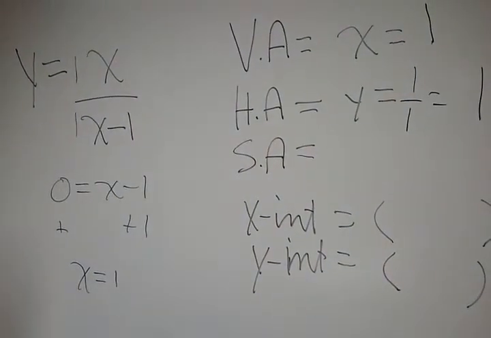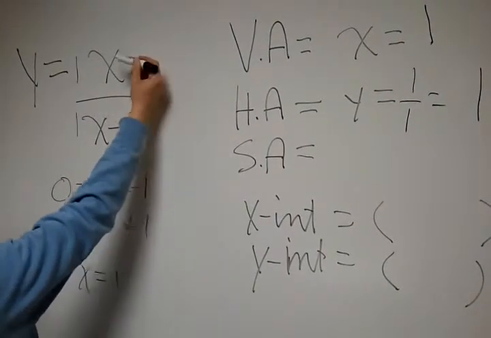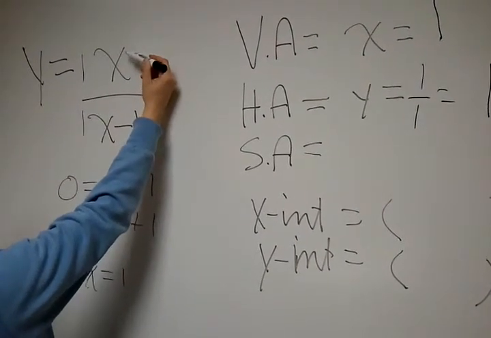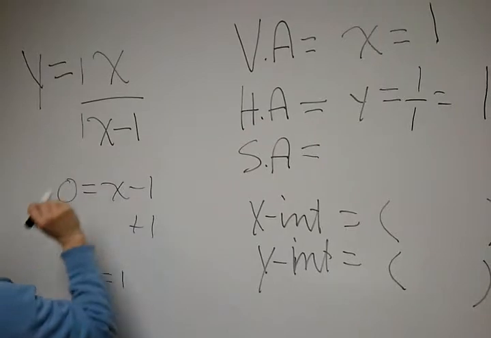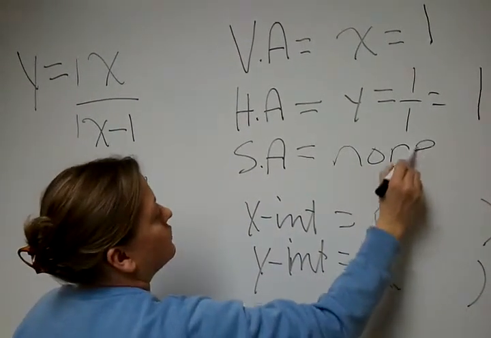With a slant asymptote, you would look to see that the numerator's variable would be 1 degree greater than the variable of the denominator. Since we don't have that, there is no slant asymptote.